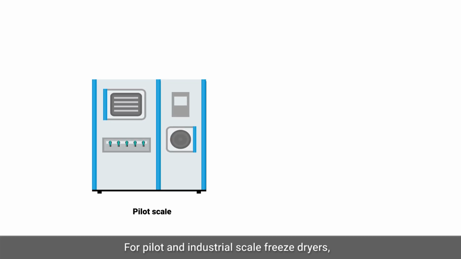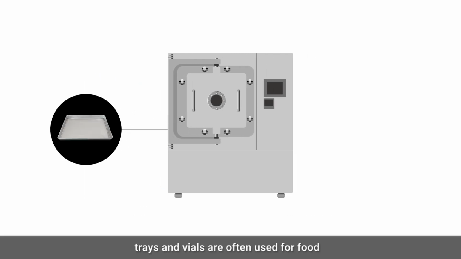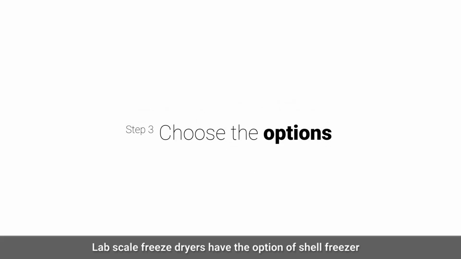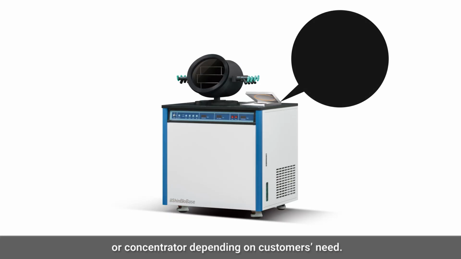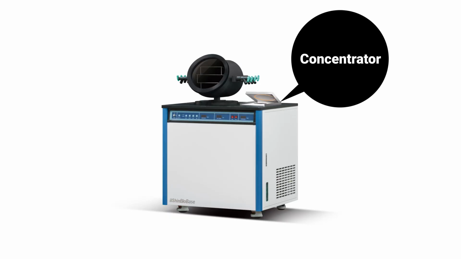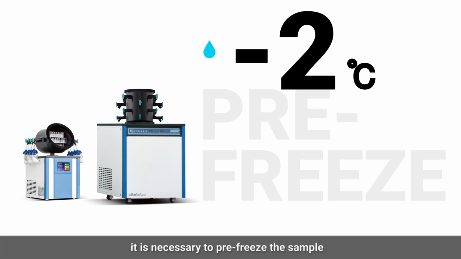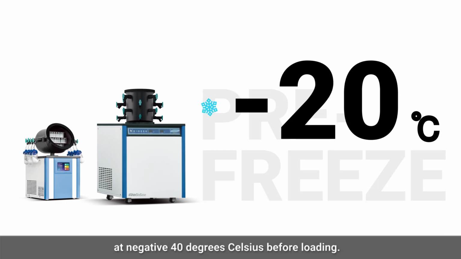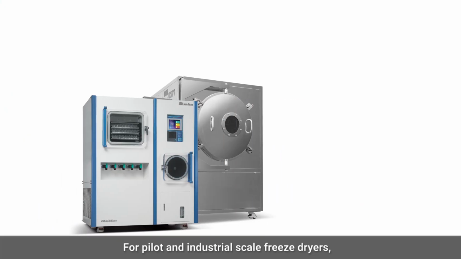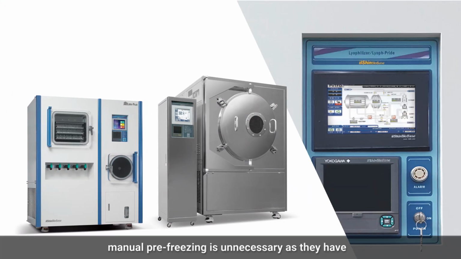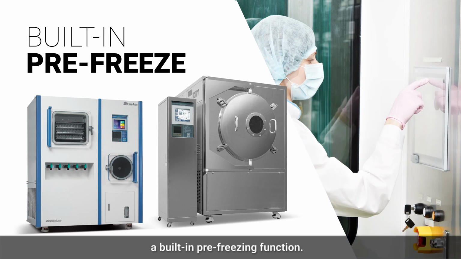For pilot and industrial scale freeze dryers, trays and vials are often used for food or pharmaceutical applications. Lab scale freeze dryers have an option of shelf freezer or concentrator depending on customer's need. For tabletop or lab scale freeze dryers, it is necessary to pre-freeze a sample at -40 degrees Celsius before loading. For pilot and industrial scale freeze dryers, manual pre-freezing is unnecessary as they have a built-in pre-freezing function.